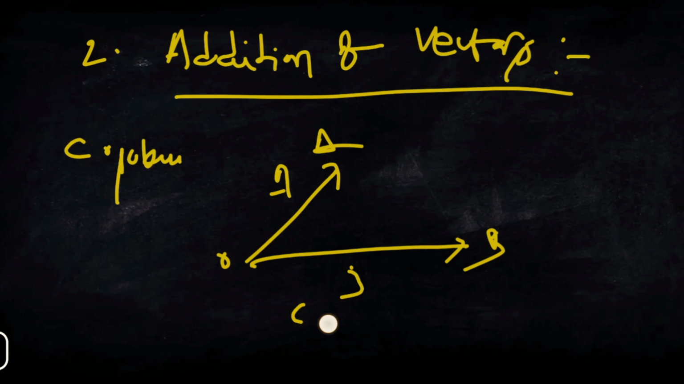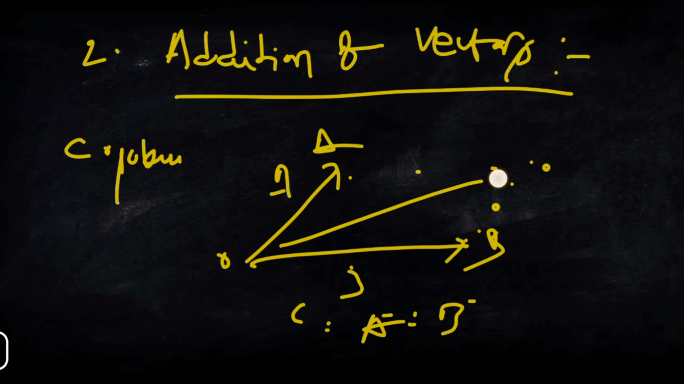Addition means c equals a plus b. How to sum this? By taking the resultant of a and b and drawing lines like this, we use the parallelogram rule for addition of vectors. This is c, the addition of vectors. The resultant will be c equals a plus b.